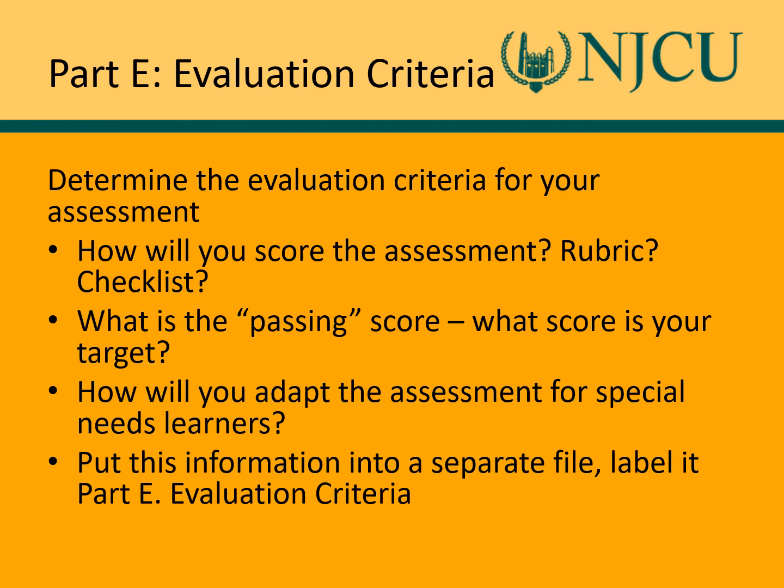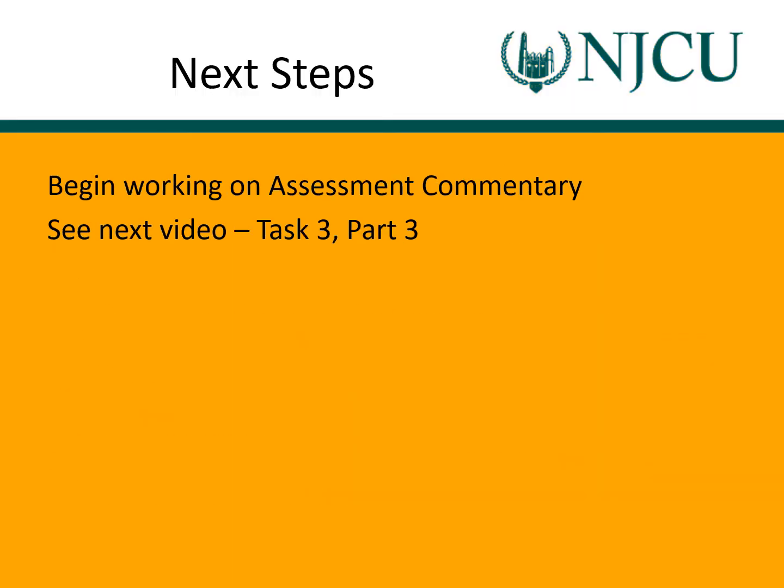And then finally, Part E is your evaluation criteria, and we talked about this in video 1. You need to give them a copy of your evaluation criteria. So this could be your scoring guide, your rubric, whatever it is you're using to score the assessment. And you need to show what the passing score is, and you need to show how you've adapted that assessment for your special needs learners and put it into a separate file and label it Part E, evaluation criteria.